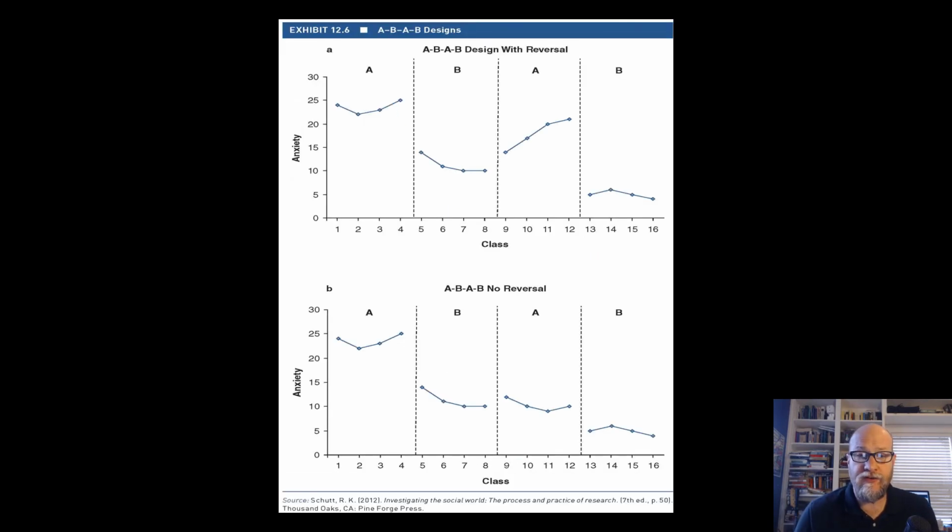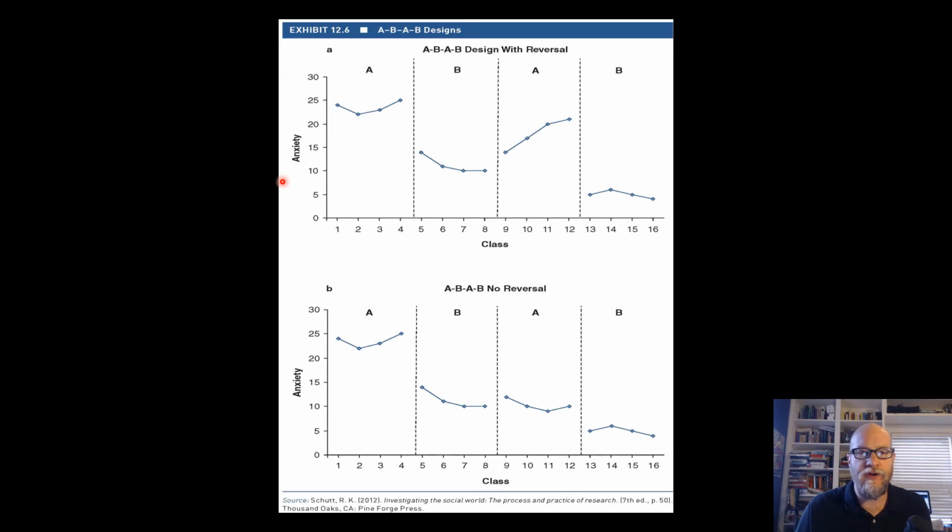These are some graphic representations of AB designs. All right, so this is the withdrawal design where the intervention is introduced, it's removed, and then it's reintroduced again. And we were talking about what could happen in these cases when you remove it. So in this case, this is anxiety, and this is from a study by Schutt in 2012. It's from the book, actually, I'm sorry. But the idea is that the study itself is a class on anxiety reduction, anxiety management. And there was an intervention being introduced.